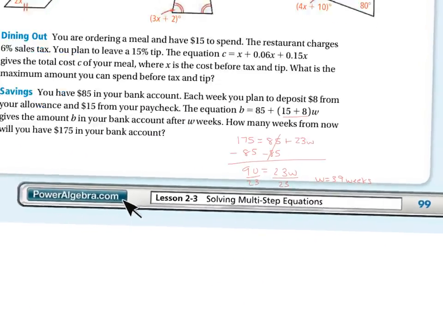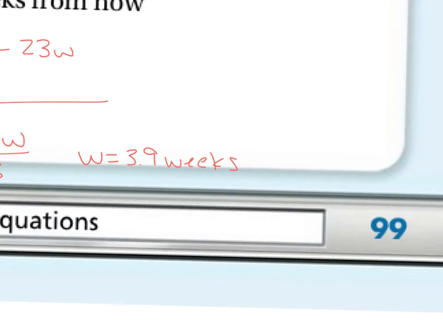So I'm not sure if they'll give you 3.9 or if they will round that up and call it 4 weeks. But I would take either one at that point. So either one of those, 3.9 or 4, would work.